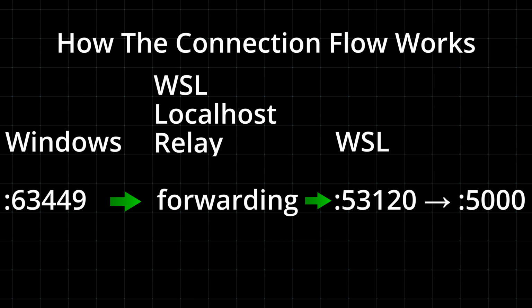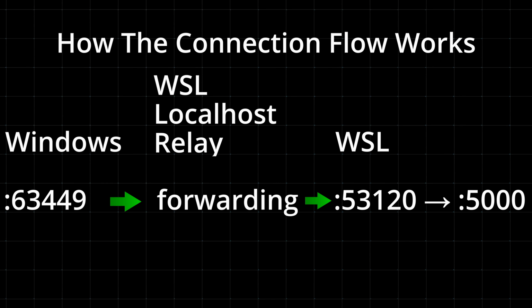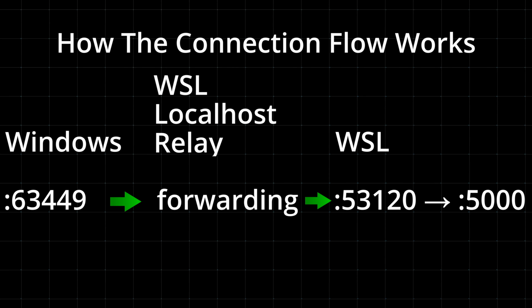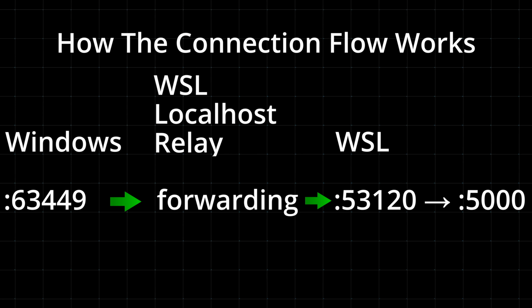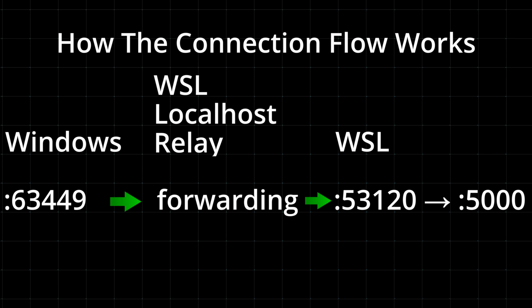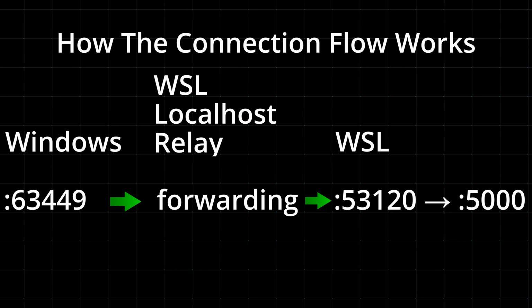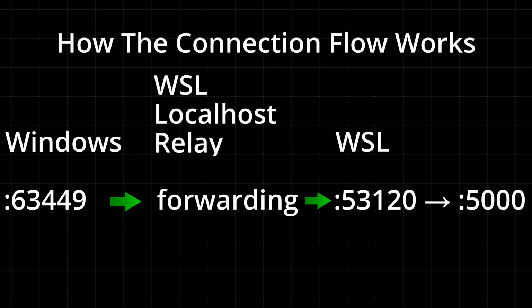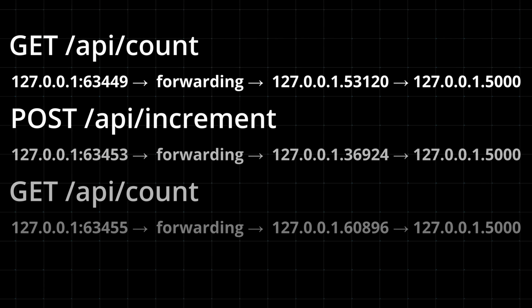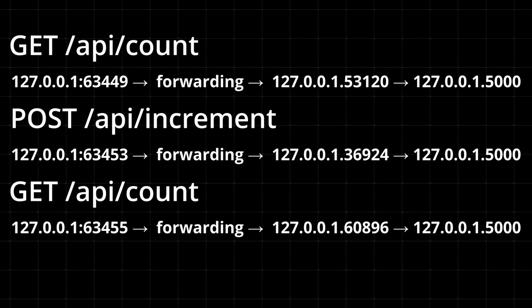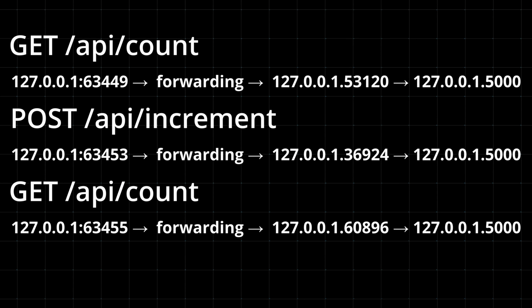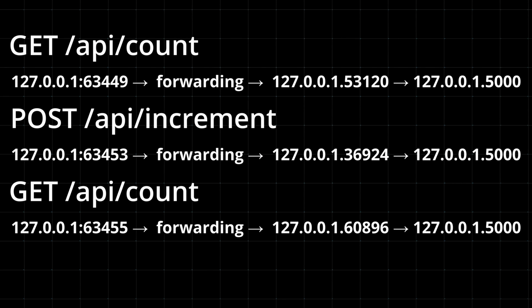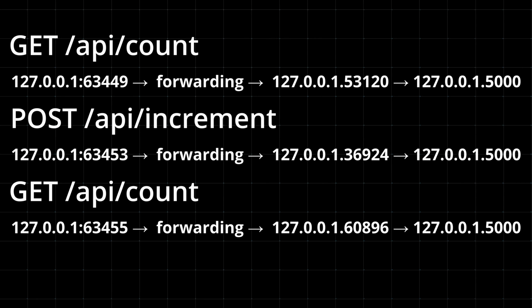So from Linux's perspective, this looks like a completely separate client connecting locally. And that's why the source port changes to something like 53120, because it's a different TCP session entirely, which then connects to our Flask server on port 5000. And the same thing then happens with all 3 of our separate requests, from Windows to the relay into WSL. So yeah, localhost isn't quite as simple as it looks.